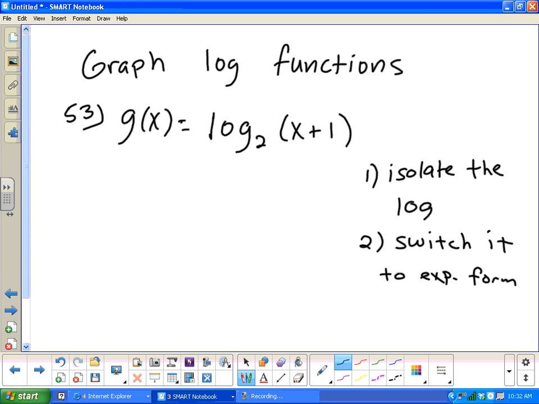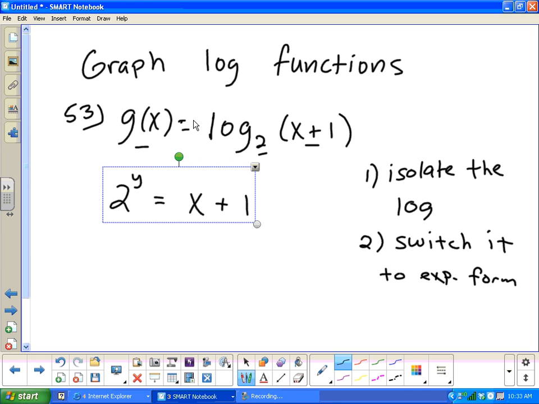This is what we did at the top of the worksheet. Remember, we take the base raised to what power is equal to the logarithm. So what's my base here? 2, and we raise it to this power, which is y, and it's equal to x plus 1. So we'll have 2 to the y power is equal to x plus 1. Now what I've done is gone from a log function to an exponential function. Y'all get where we're going with this? Because if we can get it in an exponential form, we kind of know how to do it, don't we?